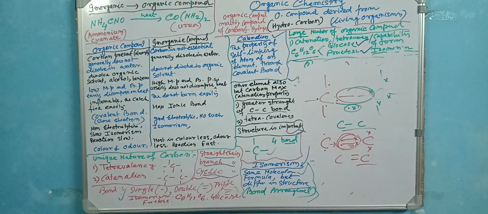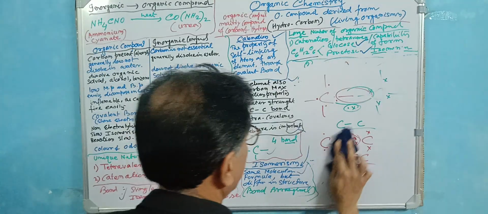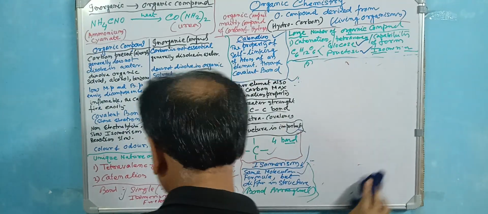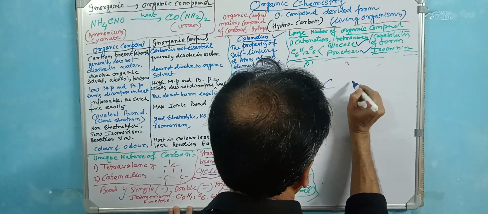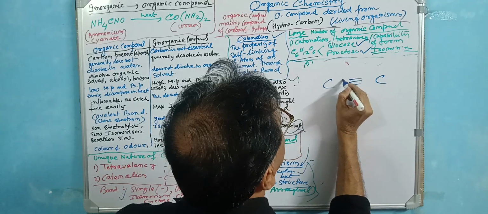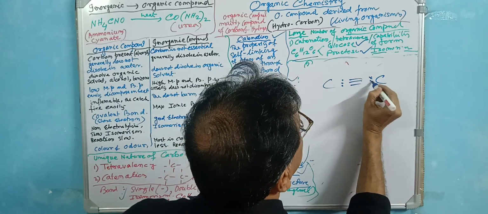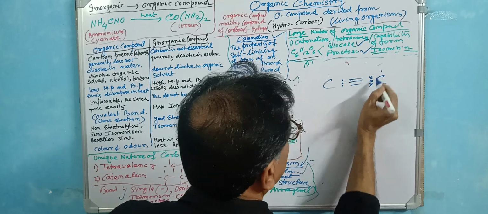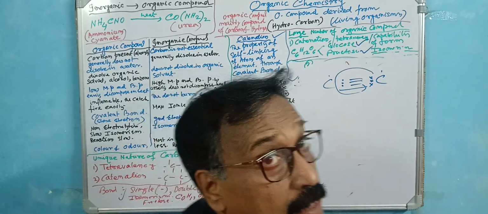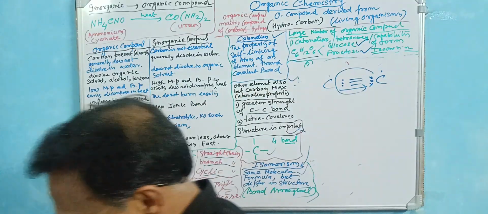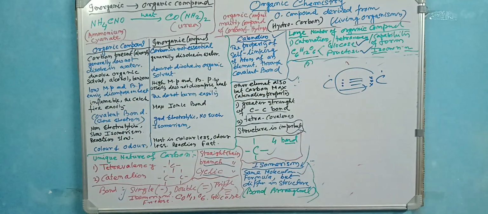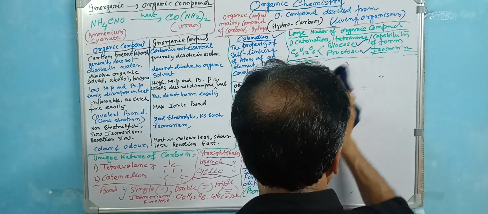And the next is the triple bond. Here is the triple bond. That means here are 3 electrons, here are 3 electrons, and 1 is here. This is called 3 electrons supplied. This is called the triple bond. So there are different types of these.